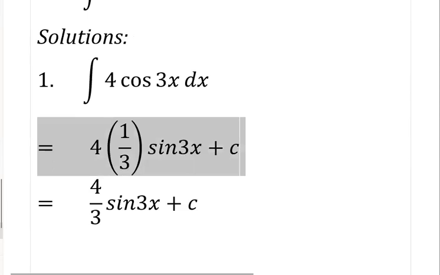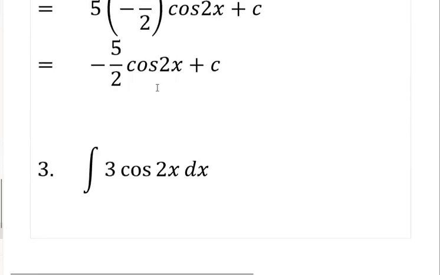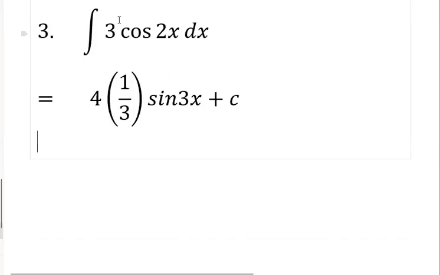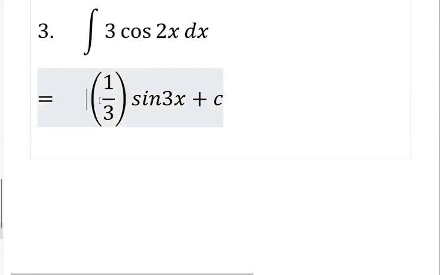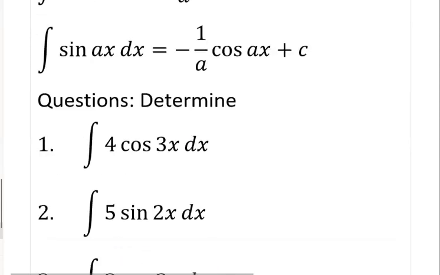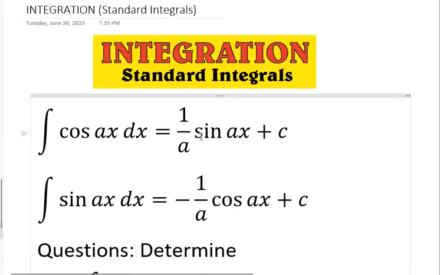Very good. Number 3. So our 3 is a constant this time around. We have it outside here. If you are integrating cos 2x dx this time around, it's going to be 1 over 2 sine 2x from our standard integral that we have up here.